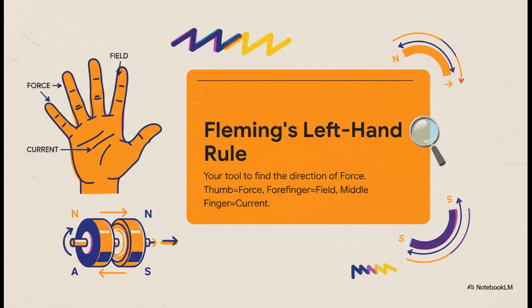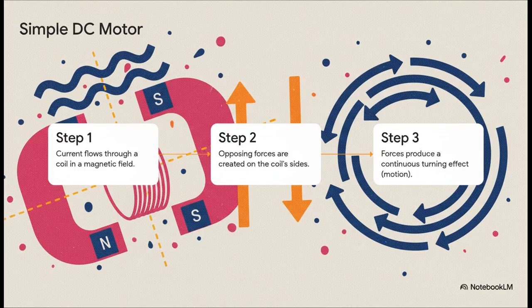And your thumb shows you the direction of the force, or the motion. Field, current, force. You have to master this. And that rule right there is the entire secret behind every DC motor.